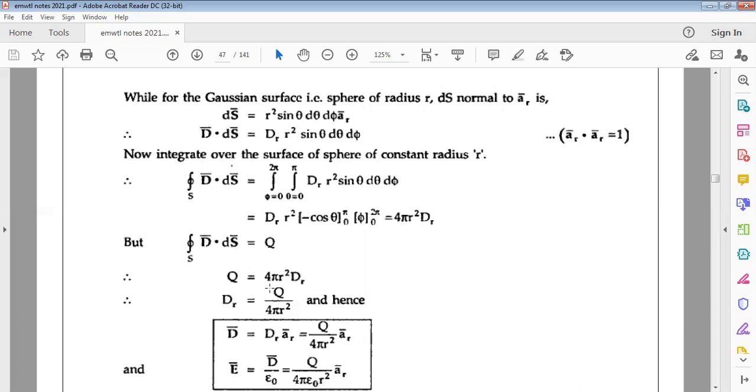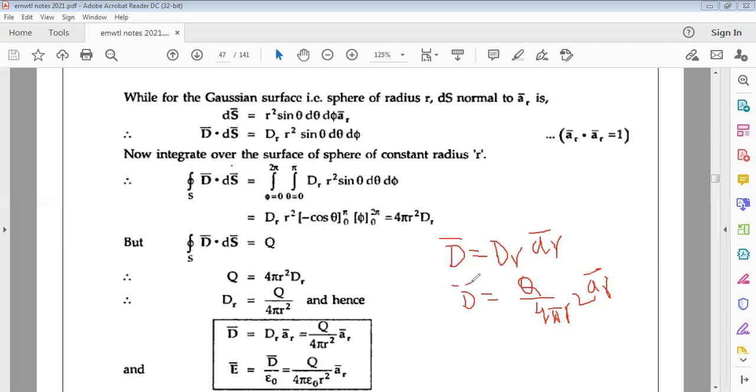What is Dr now? Dr is equal to Q by 4 pi r square. Okay, substitute that in the D bar component. D bar has magnitude Dr and direction ar bar. What is the Dr component? We got Q by 4 pi r square and ar bar. Okay, by using Gauss law, we derive the electric flux density D bar of the point charge.